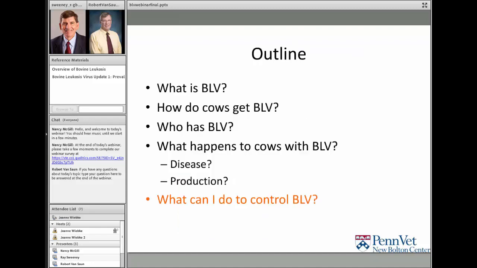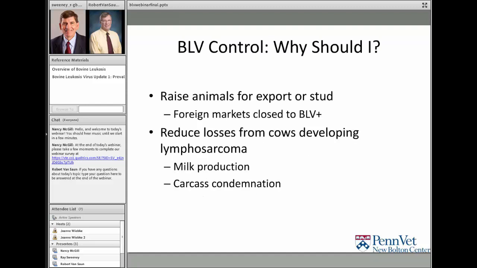So finally, we're going to turn here in the last couple of minutes to what can I do to control BLV? And let's start maybe first with the question, because a lot of times control costs money. Why should I even consider controlling BLV? Well, one obvious reason would be if you were trying to raise animals for export, for foreign markets, or if you're trying to raise bulls to sell to a bull stud, then obviously you have to have animals that are BLV negative. So that would be obviously a strong incentive.